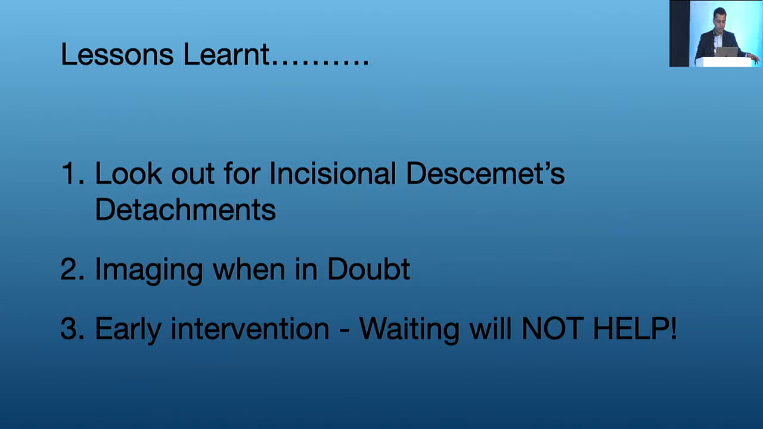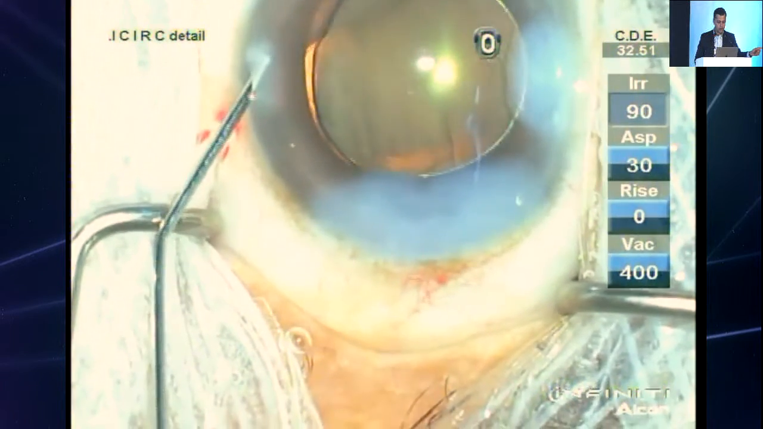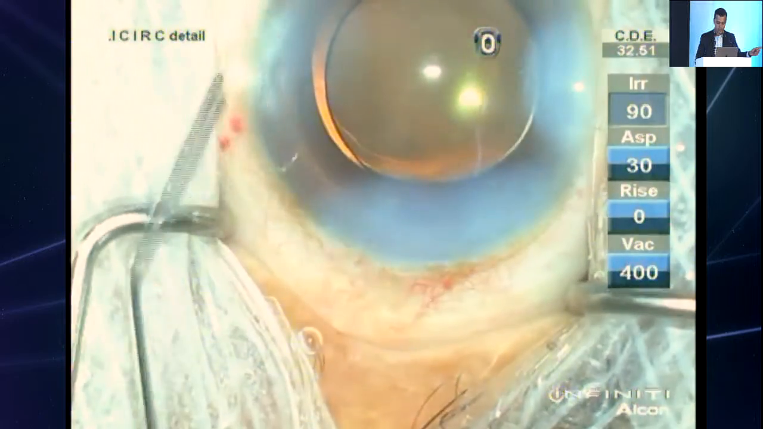Imaging is of great importance, so you should image and please intervene early. I waited, and it worked to my advantage, but it could have gotten a lot worse. This is just to show you, one of my last slides. I don't know if you noticed it, I'll run it through.